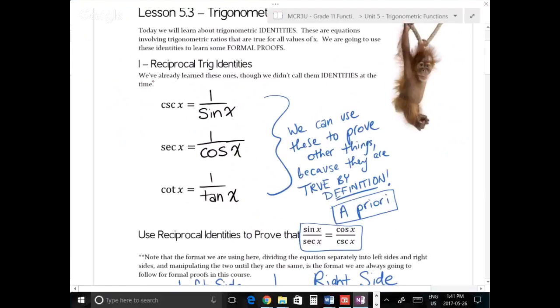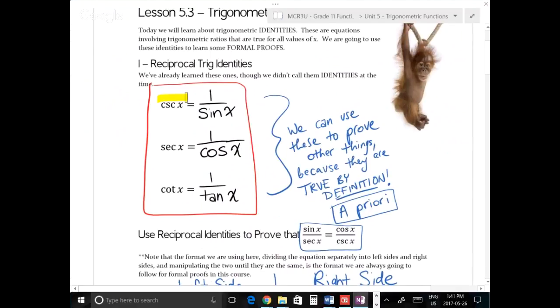And maybe you want to highlight the ones on the front page too, because there's 5 facts that you're going to be expected to use to do all of the proofs that we're going to do from today. You're going to learn some more identities next week. And then if you take grade 12, you're going to learn a whole boatload more identities.